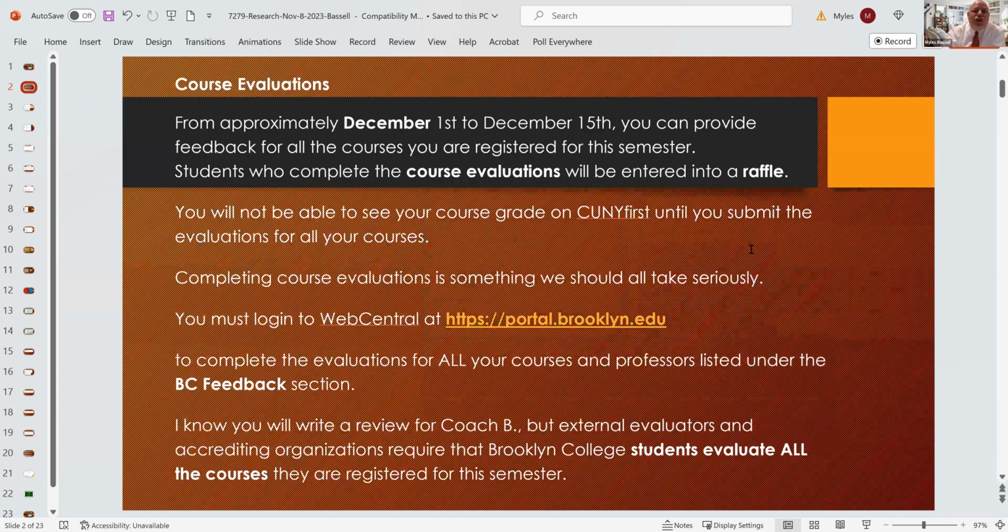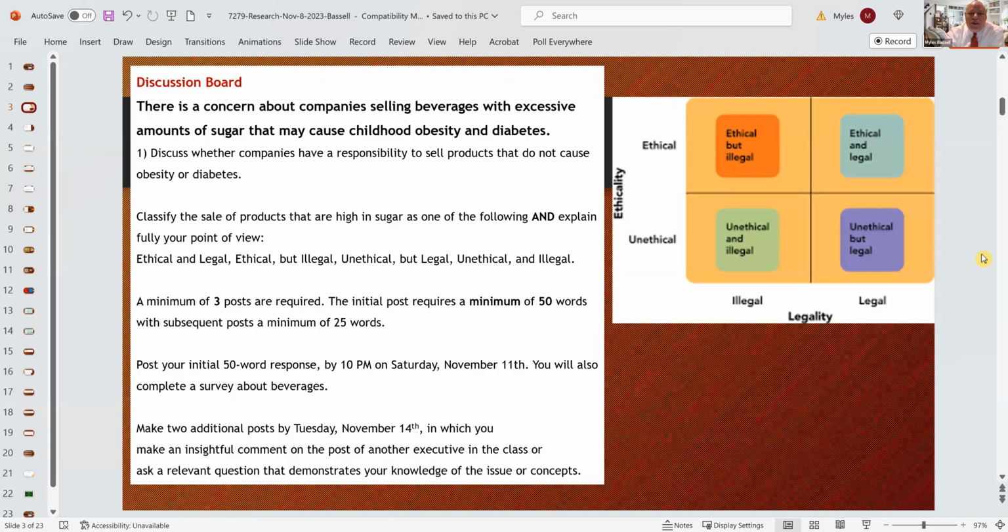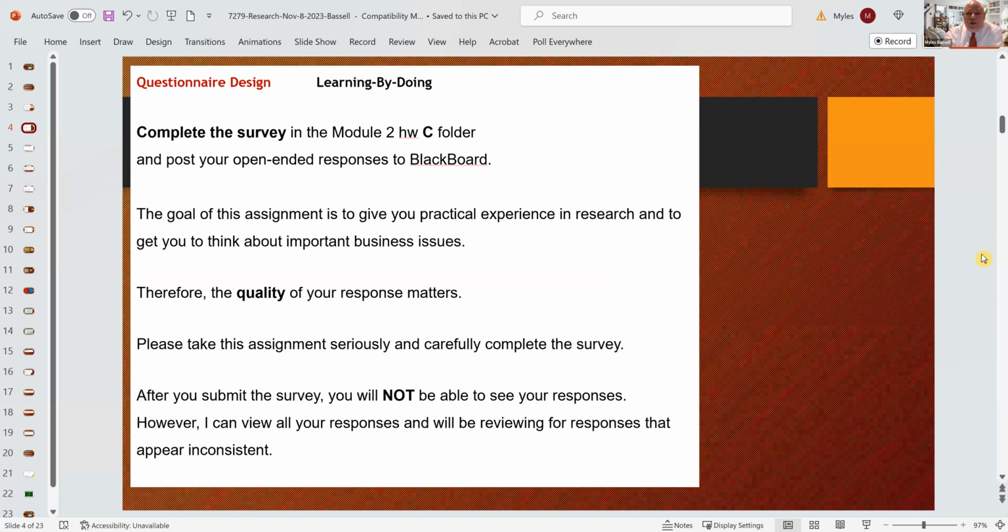So before we go, let's just look through this again. This is the discussion board. And we're going to have a conversation about this online. I'm going to double check the link just in case to make 100% sure that that's working, but it should be. Laura said she checked it again and it looks like it's working, but I'll look at that to make sure. So that's the discussion board. The questionnaire is in the homework C folder, right, which is part of module 2.